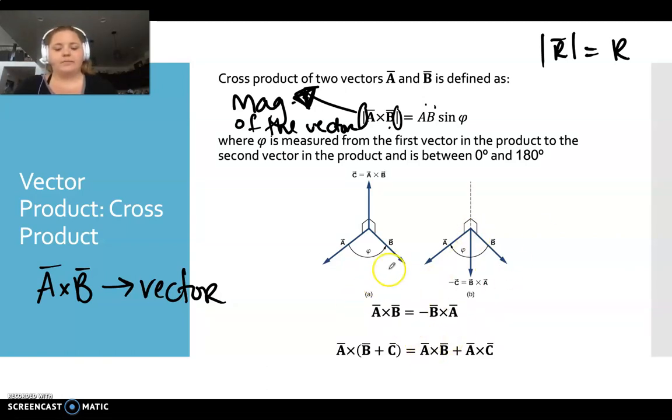Also, I've got a couple of properties like the other one. This one is not commutative, but we can do something similar just by adding a negative sign. So A cross B is equal to the negative B cross A. Also, we have the additive property here. A cross (B plus C) is the same as saying A cross B plus A cross C.